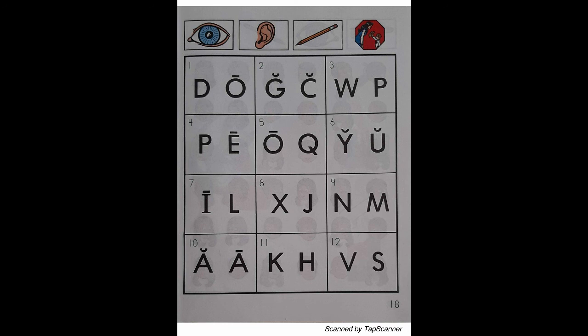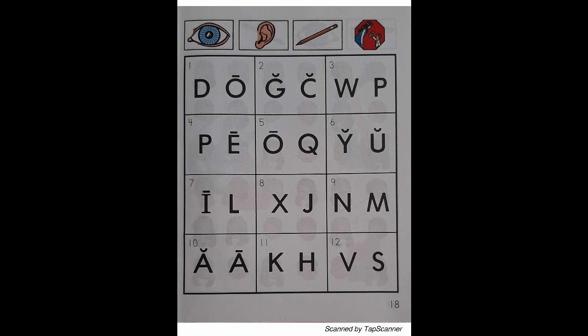Look at the letter in box 9. Listen as I say the sound of the letter. M, mule, M. With your pencil, circle the letter that reads M. Look at the letter in box 10. Listen as I say the sound of the letter. A, ape, A. With your pencil, circle the letter that reads A.